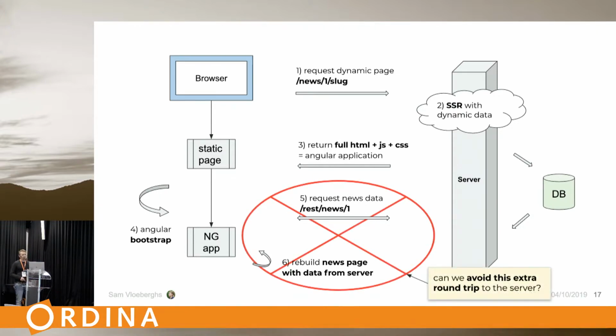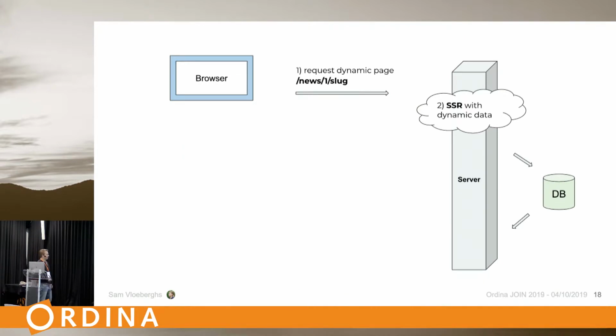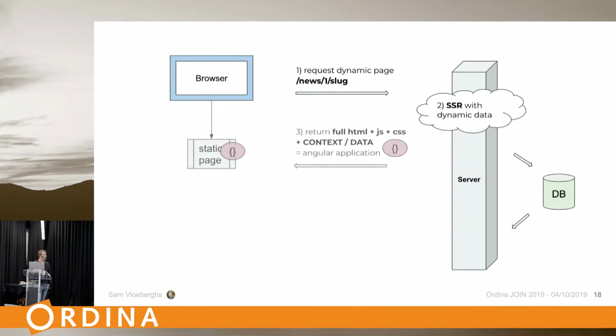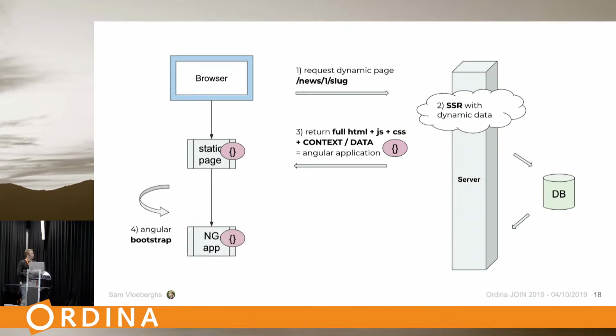Can we avoid that extra round trip to the server? Yes, we can. So same thing, we request a dynamic page. The server renders the page. And now we return the same full HTML, JavaScript, and CSS, but we extend it with all the data that was necessary to build up that page. So again, the same thing happens. Angular bootstraps, but now we use the cache-first mechanism to check if something was already there, our state here, and we use that state to rebuild the news page. And we have avoided the extra round trip to the server.